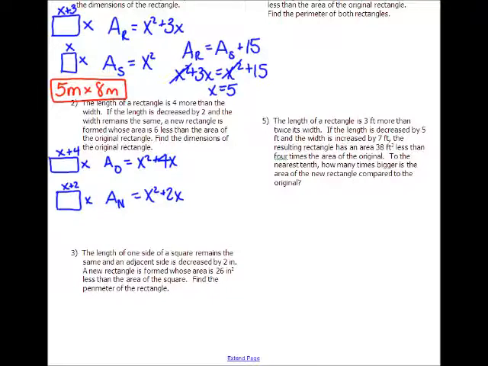Back to this here: the new area is 6 less than the original. So the new one has an area that's 6 less. So the area of the old equals the area of the new, or the area of the new, sorry. Right, the new one is 6 less.